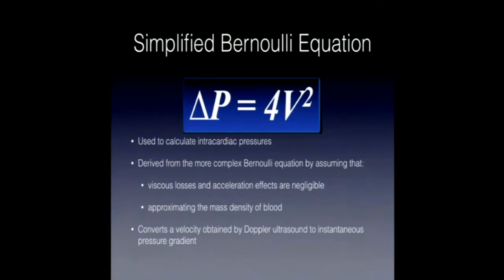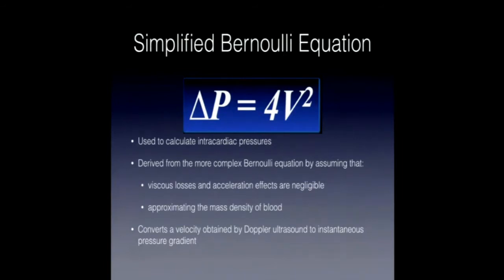The simplified Bernoulli equation. This is some interesting physics that allows you to take a velocity and figure out the pressure changes within the heart. It says that a change in pressure is equal to 4 times the velocity squared. And that's called the simplified Bernoulli equation.